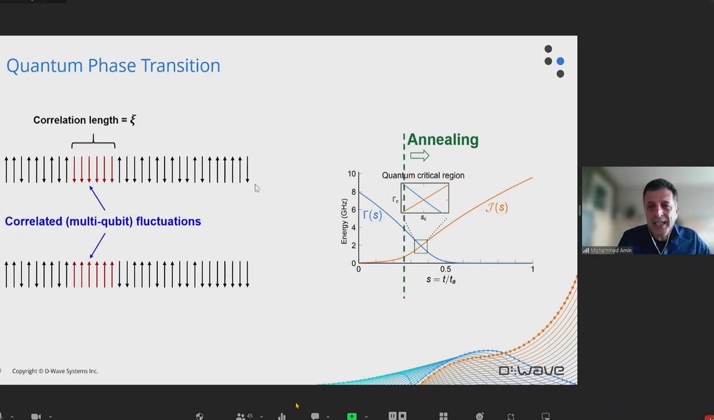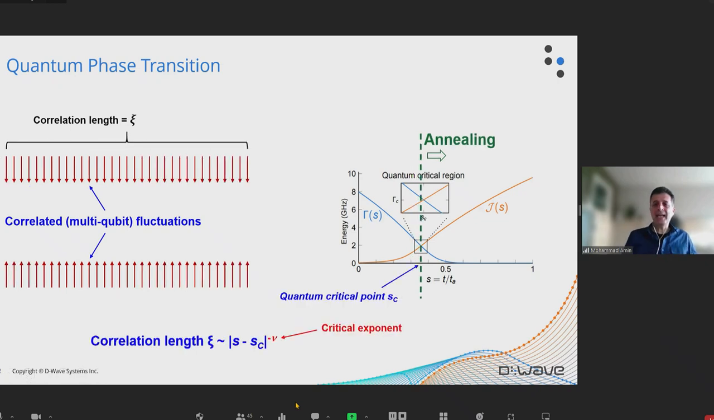As I anneal further and get closer to the critical point, where the blue and red lines cross, the coupling between qubits becomes stronger, and qubits cannot easily tunnel independently. They basically tunnel together. They fluctuate together, and the size of the region that fluctuates together defines the correlation length. As we move towards the critical point, the correlation length grows further and further, and at the critical point, the correlation length grows to the whole size of the system, or infinity if you have an infinite-size system.